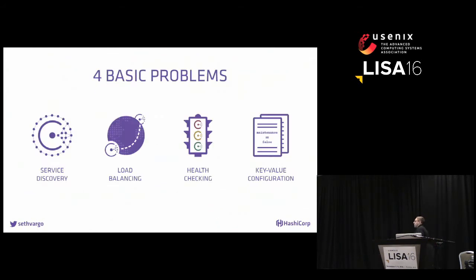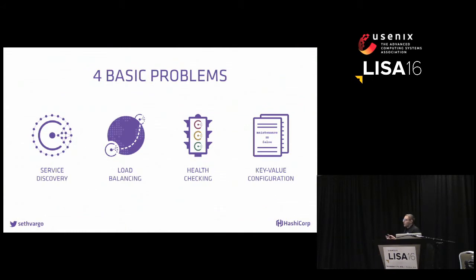So that really brings us to four basic problems. Service discovery, which is, one could argue, a solved problem, is how do I have all these microservices or all these machines or applications, and how do I find them? And then once I find them, how do I balance traffic across them? How is that traffic health checked such that I don't send traffic to unhealthy nodes?